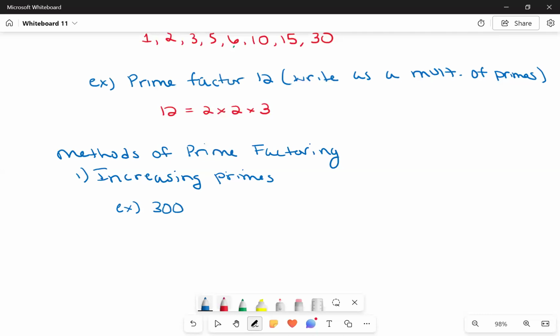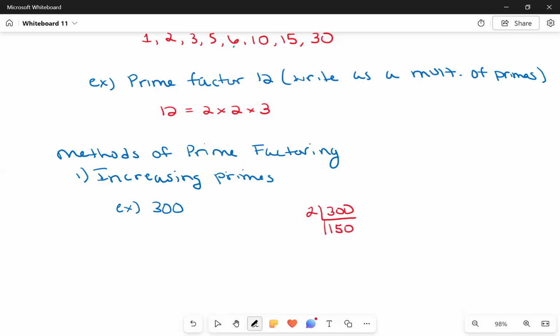So I'm going to start with 2, and I'm going to do a division. And the way I'm going to do the division is I'm going to actually do it upside down. So normally we would do 2 into 300, right? Like that. But I'm going to reverse that. And I'm going to do 2 into 300 like this. Okay. So 2 goes into 300 and gives me 150.